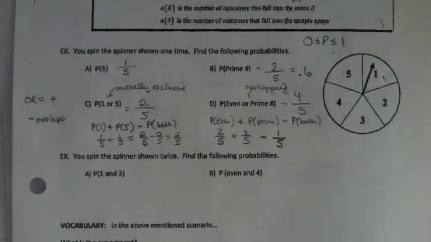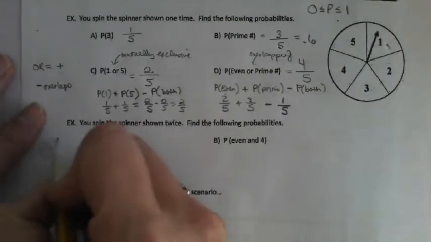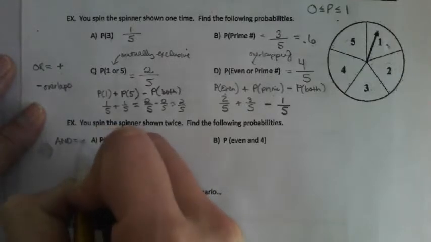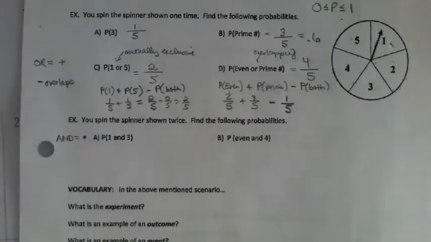So already it gets a little bit more complicated than probably what you were used to in 6th or 5th grade. Now, and probability. And in probability means multiplication. So now I'm not just spinning the spinner one time. If I'm going to get a 1 and a 3, now I'm spinning it on 2 occasions.